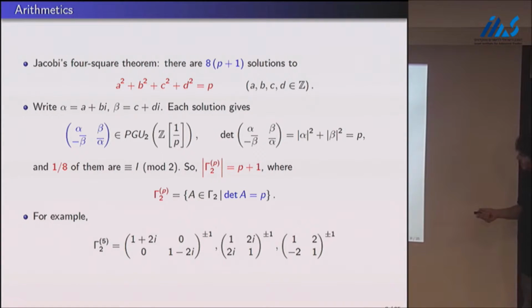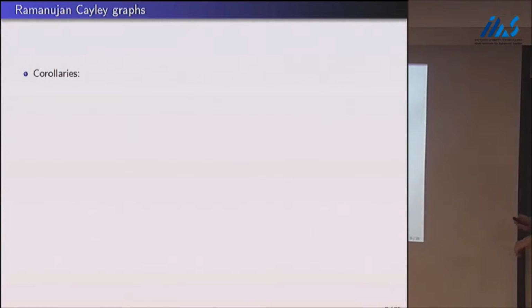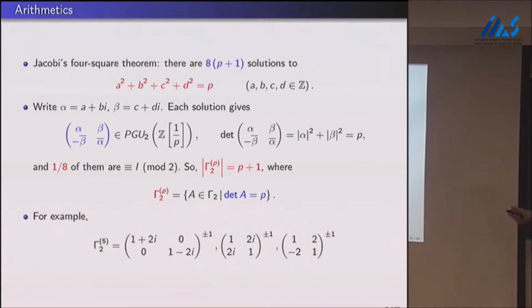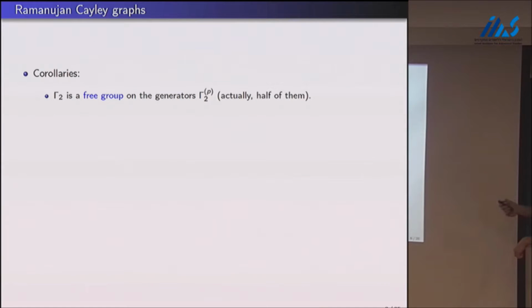So for example, let's take p equal 5. So you're expecting 6 generators in the congruence subgroup, and here they are. And they appeared yesterday in Peter's talk as the V-gates. This is what the quantum computing people call these. But you can do it for any p which is 1 mod 4. And so what we did here was we gave the Bruhat-Tits tree an explicit structure as a Cayley graph of the unitary group with respect to this generating set coming from the arithmetics. So one corollary is that Gamma 2 is a free group, because if its Cayley graph is a tree, then it means it's free.